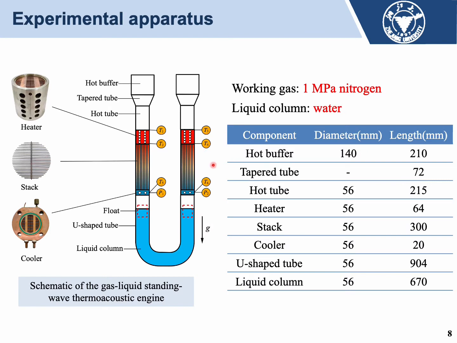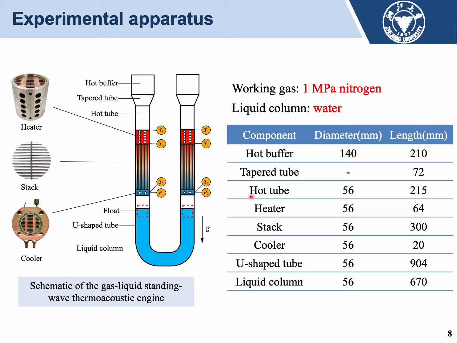The gas-liquid standing wave thermoacoustic engine employs a symmetrical configuration. The engine is composed of 2 sets of hot buffer, taper tube, hot tube, heater, stack, cooler, and a U-shaped tube containing liquid column. The heat transfer blocks inside the heater and the cooler are both of fin type and made of copper. The stack is composed of a number of stainless steel slides. The dimensions of main components are listed in the following table.